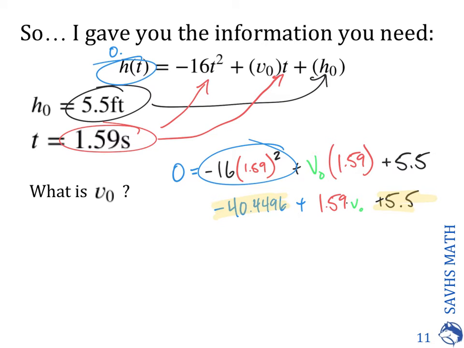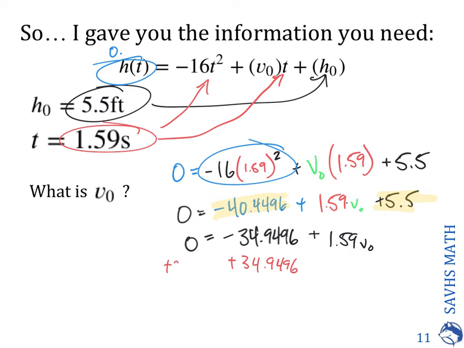So I can rewrite 0 equals negative 34.9499. Excuse me, it should be 9.9. This should be a 6. Sorry about that. Okay. Plus 1.59 v naught. Then I need to add 34.9496 to both sides.